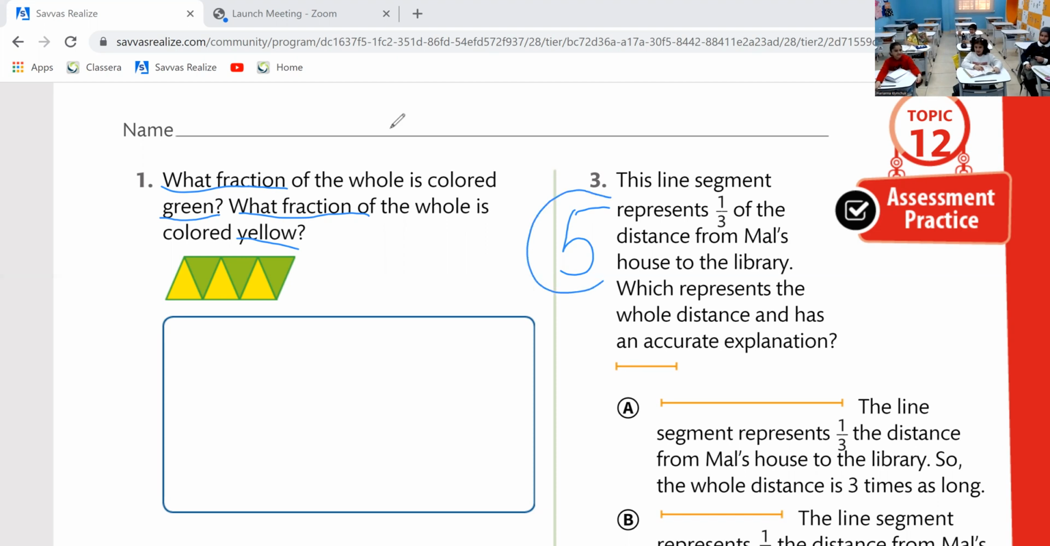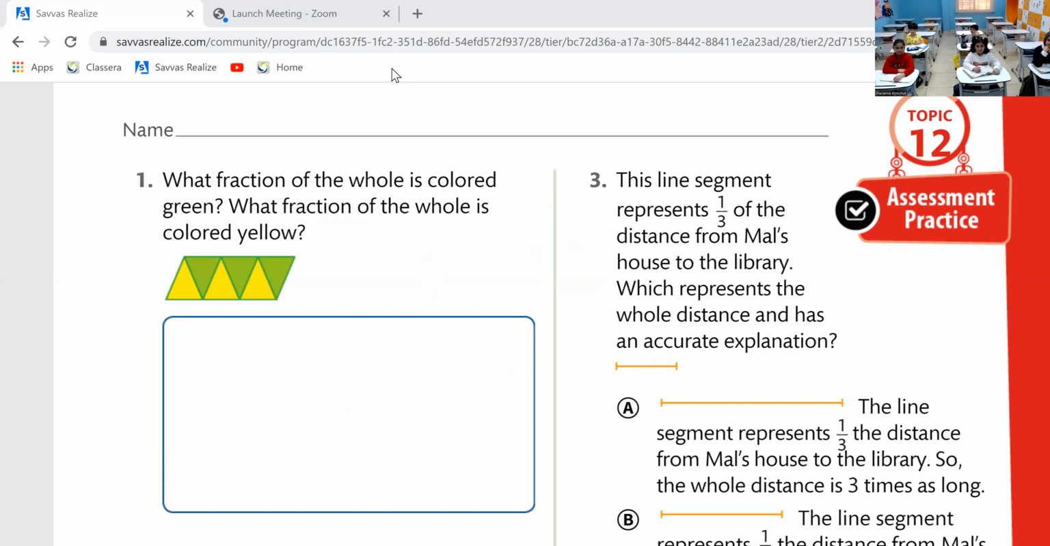Is this a fraction? No. Sally, look at the board. This is a fraction. Yes, this is a fraction. So again, a fraction is how many parts out of how many parts?